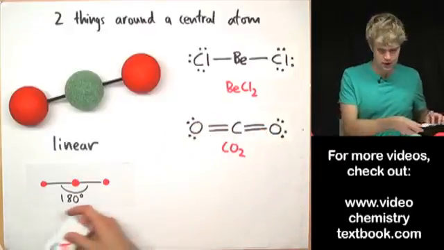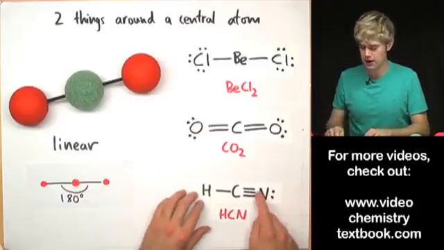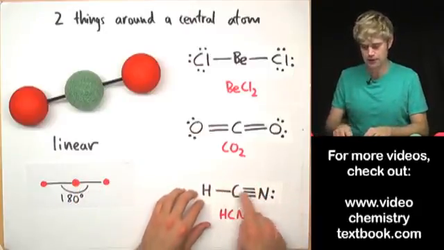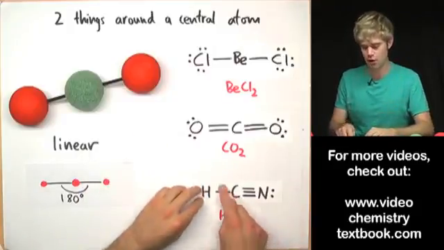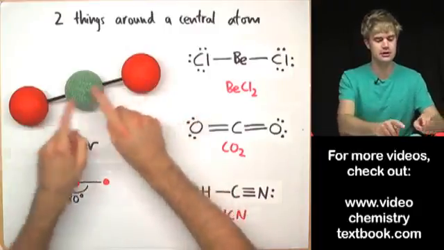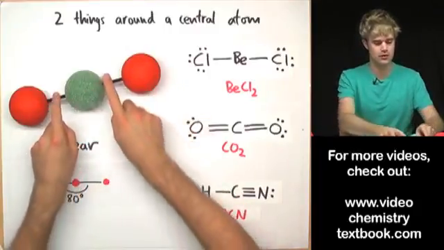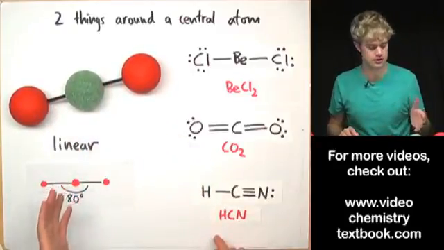Okay? Just to drive this point home, triple bonds are the same thing. We've got a triple bond here, a single bond here. I just consider this to be two things around a central atom, 1, 2, so HCN is going to have this linear shape as well, with these two bonds being 180 degrees apart.